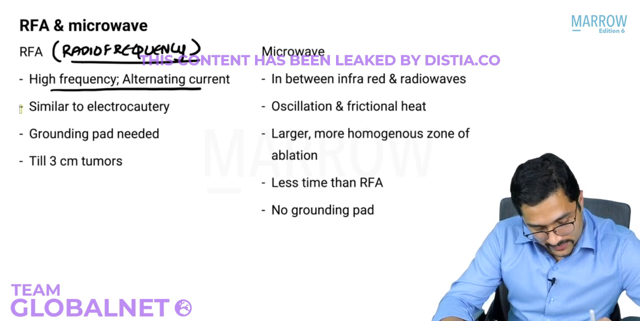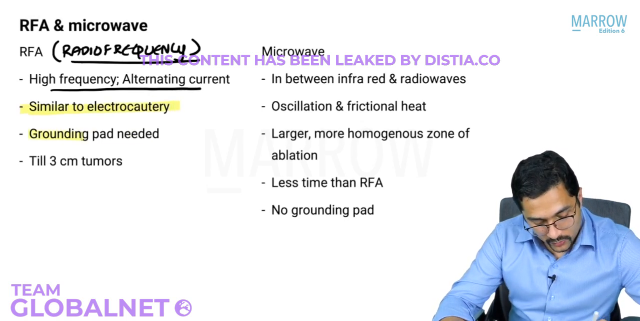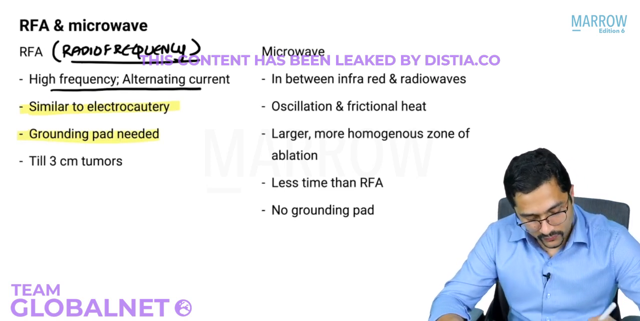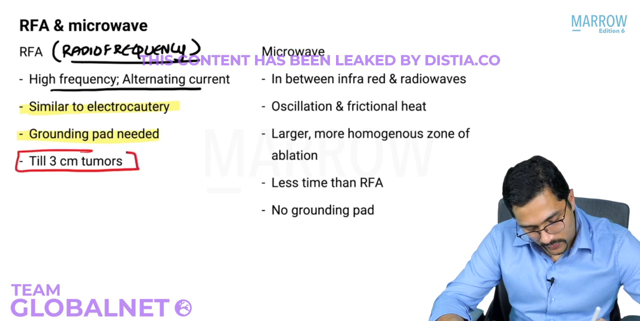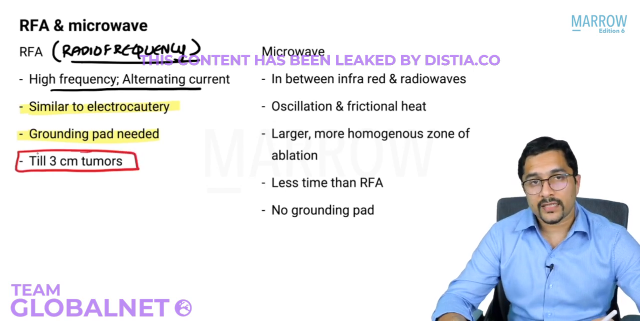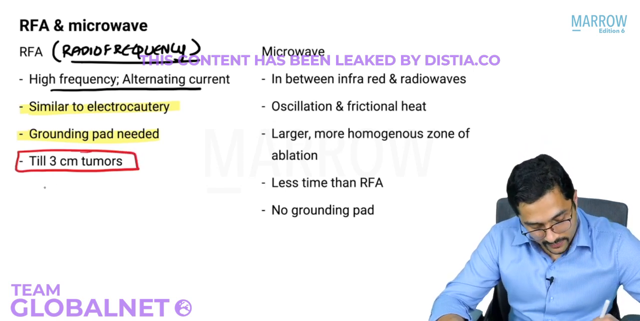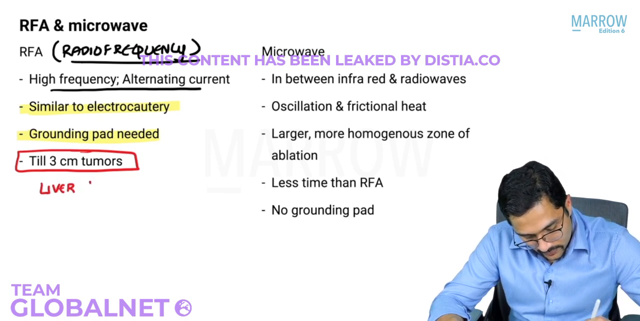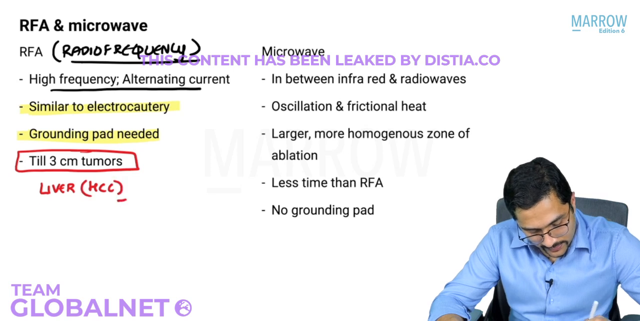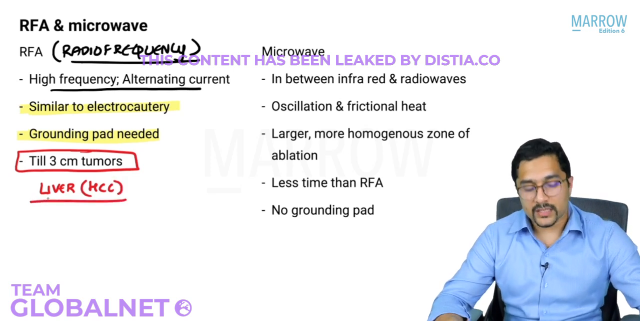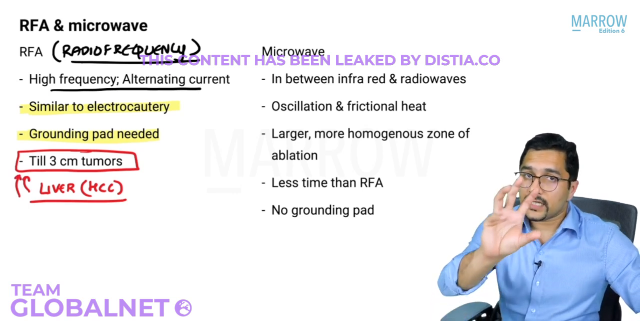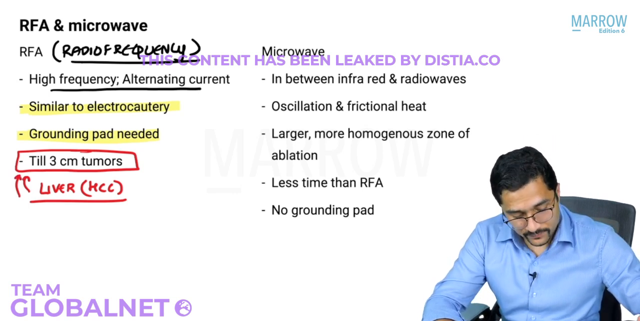Now, because it is similar to electrocautery, you need a grounding pad. You need a cautery pad. And radiofrequency ablation has been used for tumors up till 3 centimeters in size. Again, when we talk about liver cancer, hepatocellular cancer, radiofrequency ablation can be used for tumors up till 3 centimeters in size. It can ablate that tumor.